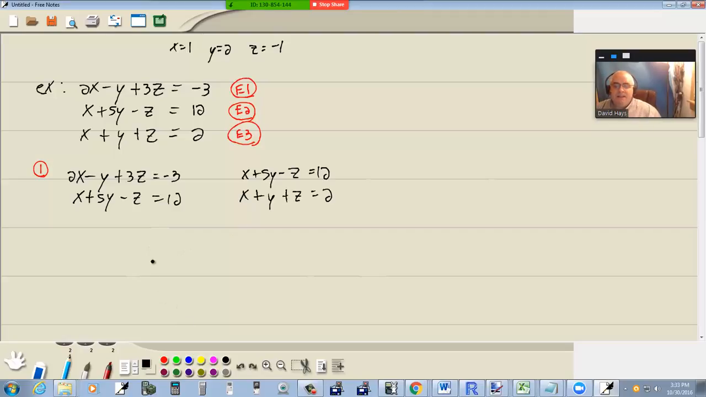Now we want to eliminate the z's. Now this one looks like it's in good shape. Negative z plus z would cancel. This one though, I need a 3 here. So I'll multiply my second equation by 3. So I'm going to have 2x minus y plus 3z is equal to negative 3. 3 times x is 3x. 3 times 5y is 15y. 3 times negative z is negative 3z. And 3 times 12 is 36.